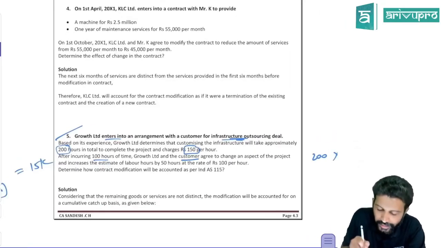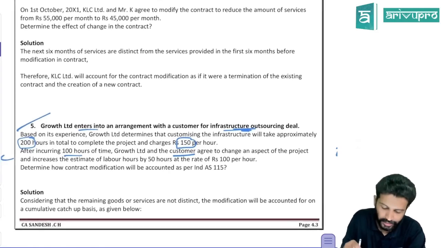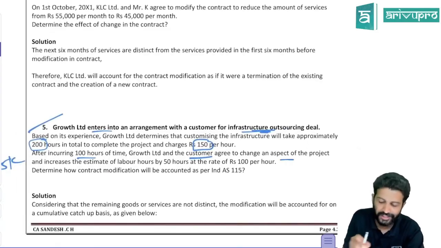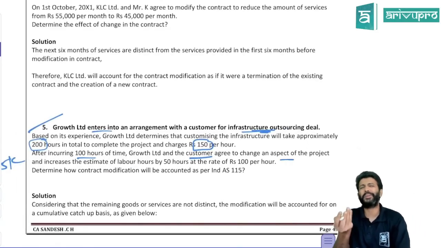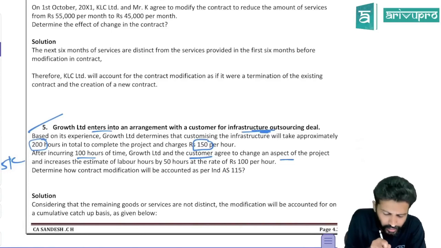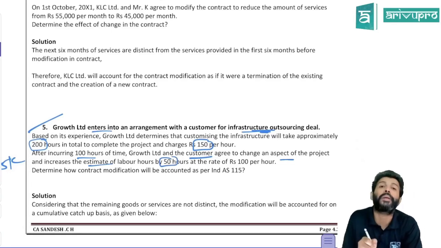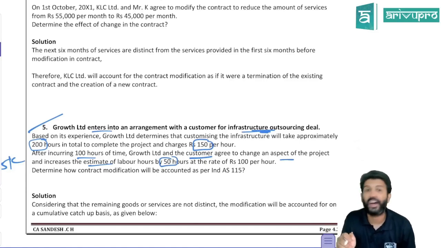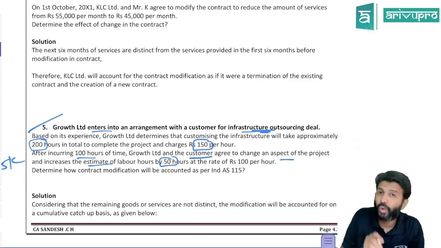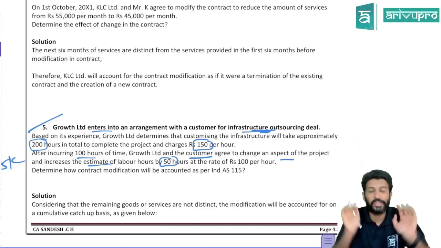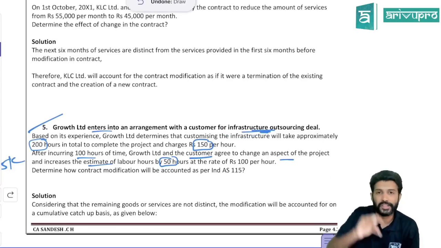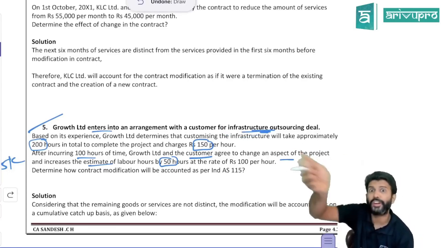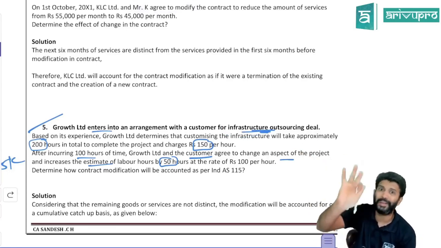Growth Limited and the customer, after 100 hours, agreed to change the aspect of the project. Changing the aspect is a modification. You have done a contract modification and increased the estimated labor hours by 50. The labor hours increased. Sir, does that mean a new product has come in? No. What is the overall contract objective? To give infrastructure service. That is the main thing. So has a new infrastructure service come to you? No, it's the same thing.